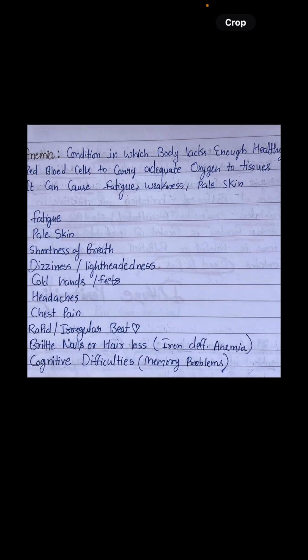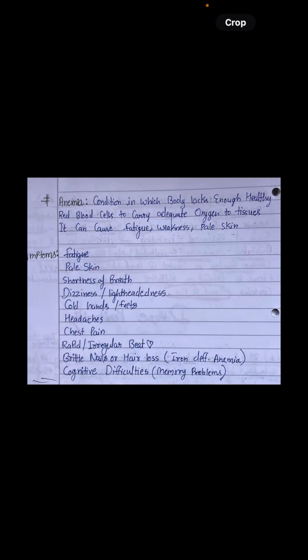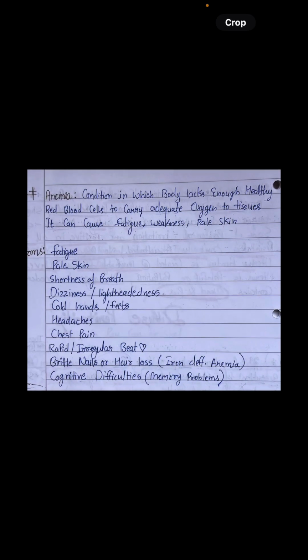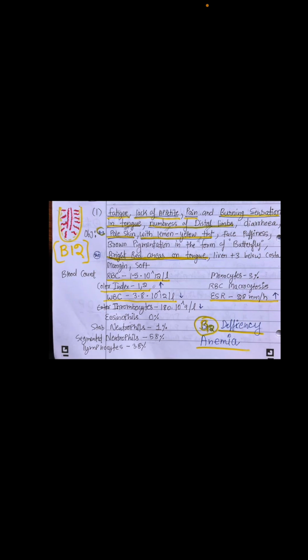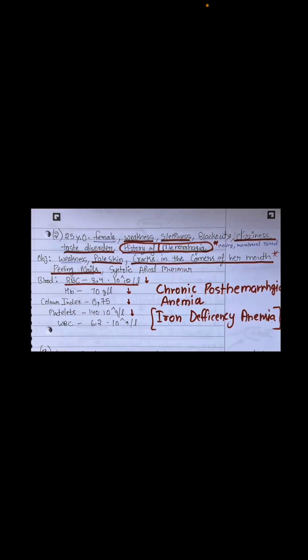Remember that brittle nails and hair loss are the character of iron deficiency anemia. And I'll highlight some problems with the tongue. If they say in the question some sort of erosion or some papillae changes in the tongue cases, that will be the profile of B12 deficiency anemia. So let's see the first highlighting thing.